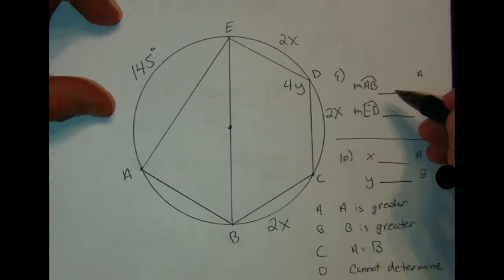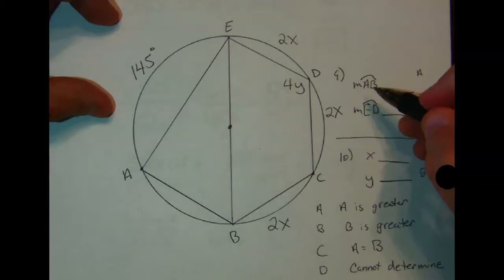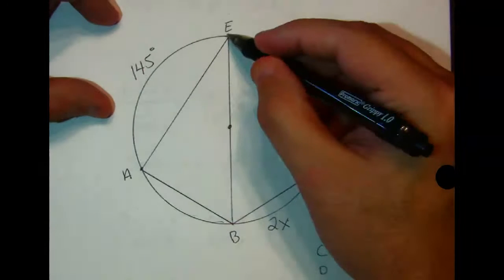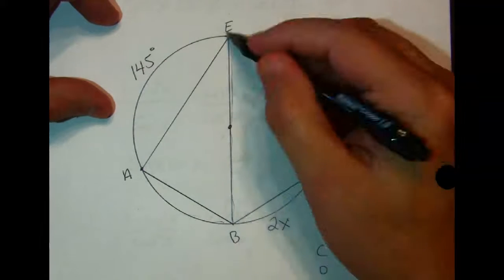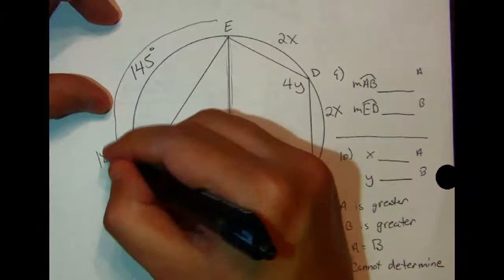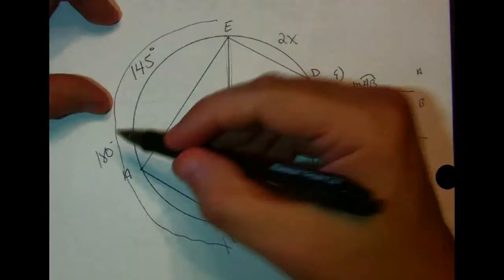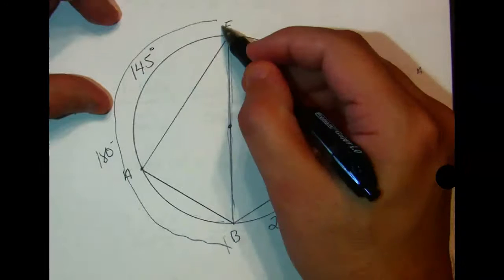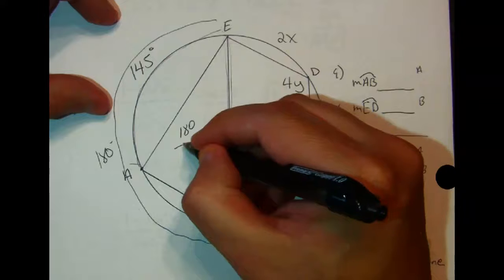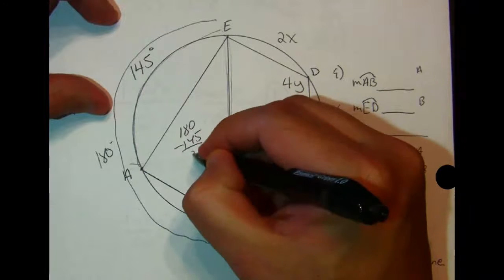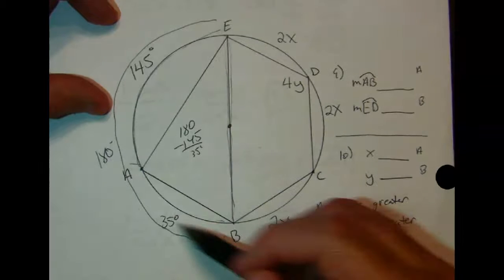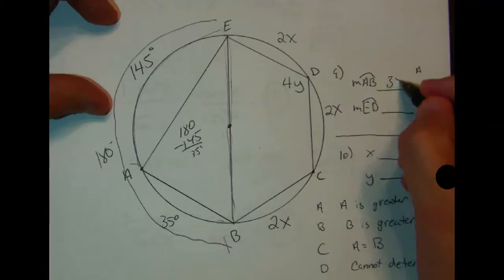Number 9, column A, we need to find the measure of arc AB. Here's arc AB. Now because this is the diameter, then we know from here to here is 180 degrees. If that's 180 and this is 145 from E to A, simply subtracting 145 from 180 and you get 35 degrees. So arc AB is 35 degrees.